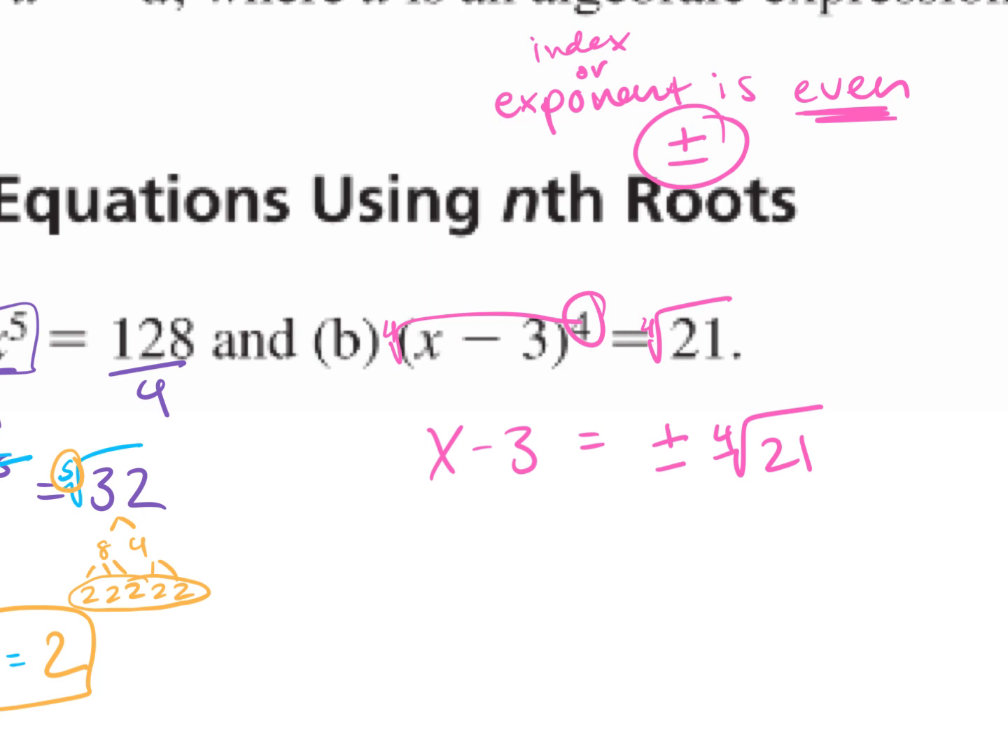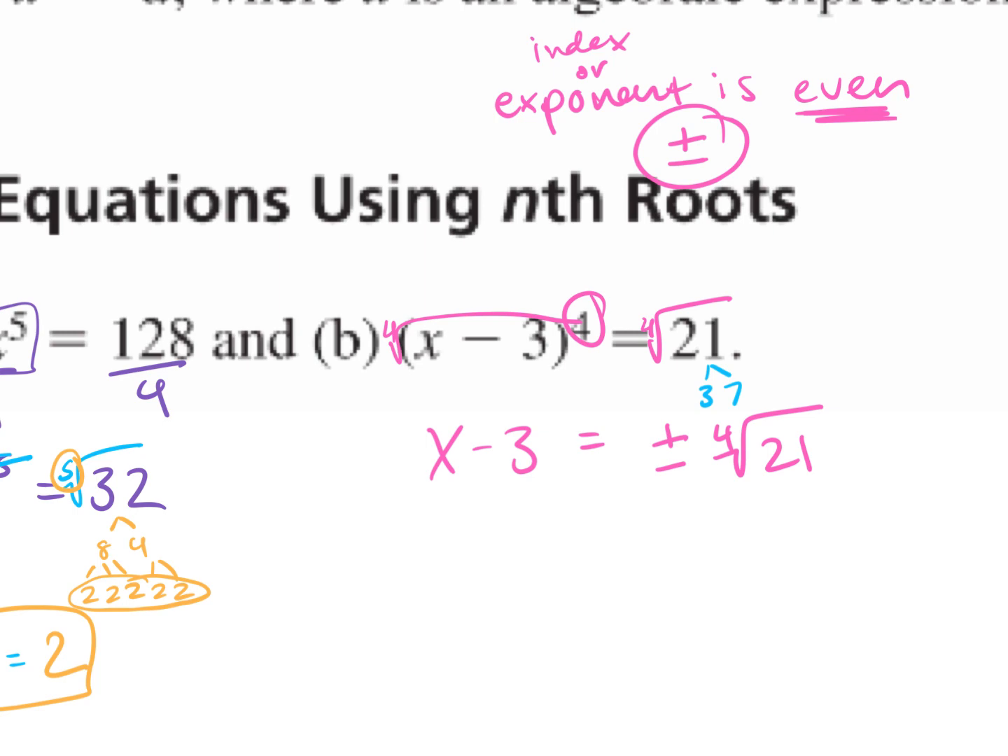Now let's see, can I take the fourth root of 21? Can I simplify this? What are two factors of 21? 7 and 3. Can I break it down anymore? Do I have a group of 4? No, so I can't simplify. So I just leave it as the fourth root of 21.